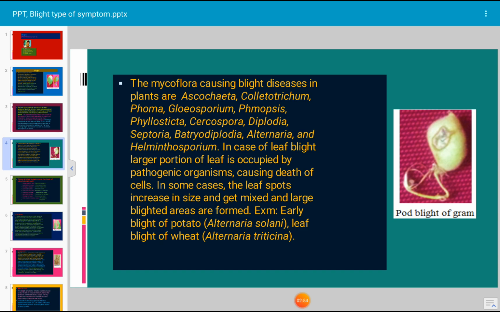In case of leaf blight, a larger portion of the leaf is occupied by the pathogenic organism, causing death of the cells. In some cases, the leaf spots increase in size and get mixed, and large blighted areas are formed. Examples are early blight disease of potato which is caused by Alternaria solani, and leaf blight disease of wheat which is caused by Alternaria triticina.